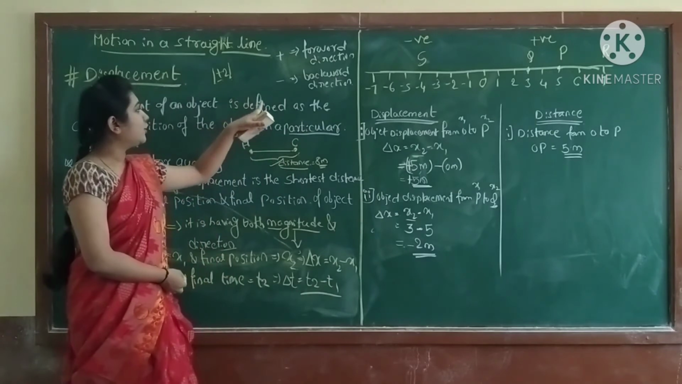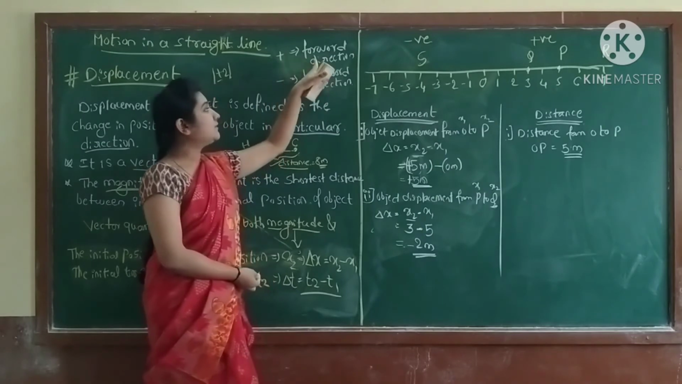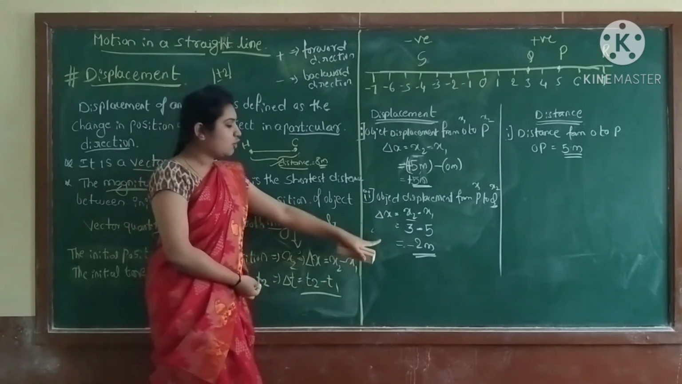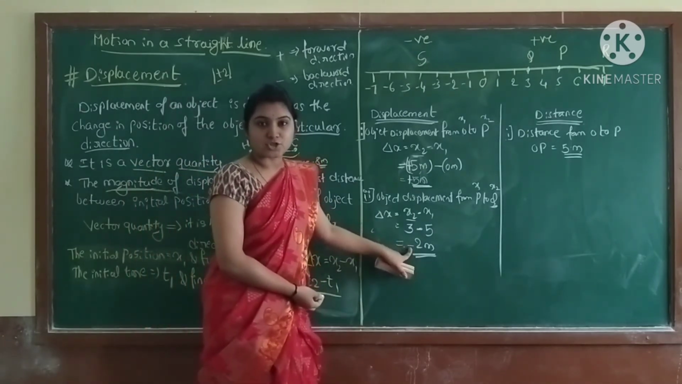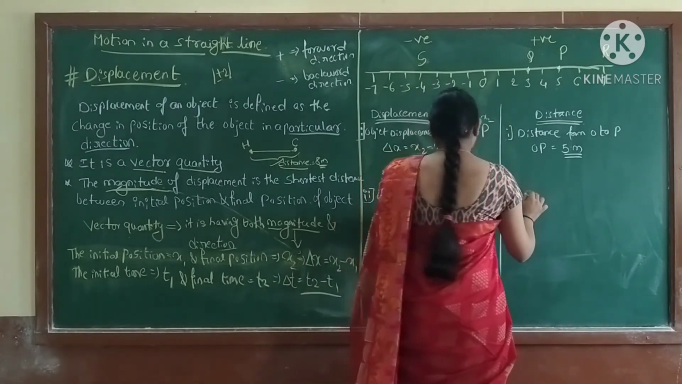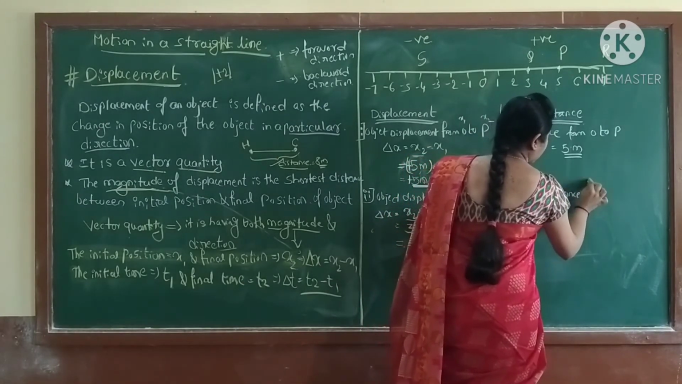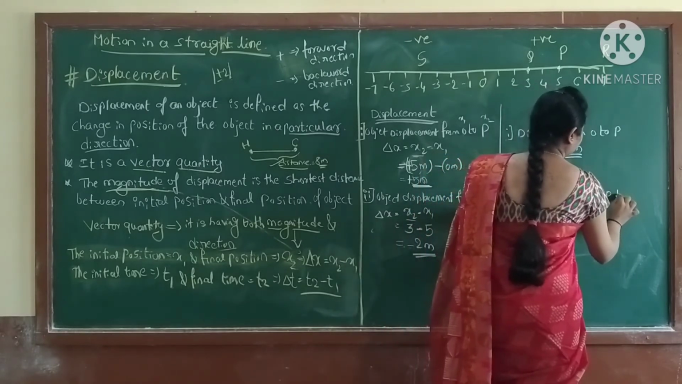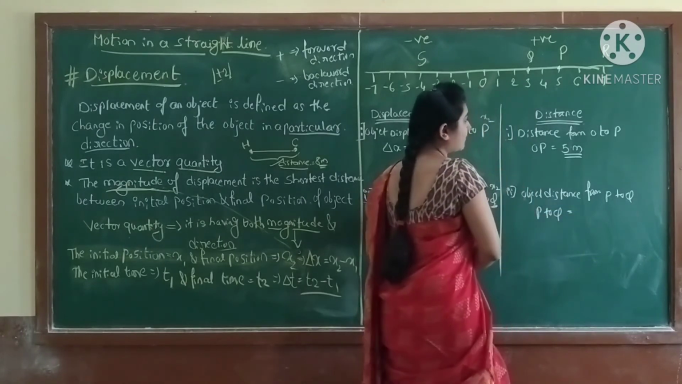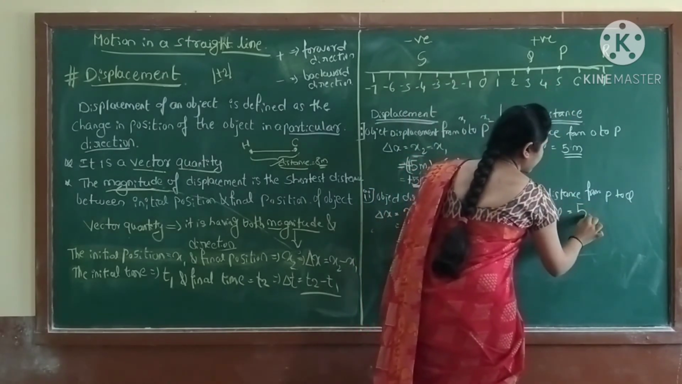Negative means what? Backward direction. Yes, so positive means forward direction, negative means backward direction. Right? So now you are getting the backward direction. Right? So here, if you consider object distance from P to Q, how much are you getting? P to Q is how much? 0 to P is 5. Yes, 5.